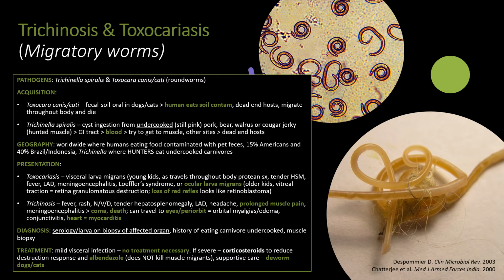This migration is called visceral larva migrans, since it ends up in organs rather than the skin, possibly causing protean or non-specific symptoms like fever, lymphadenopathy, and hepatosplenomegaly, but can rarely cause ocular larva migrans, a visible worm in the eye, or even traction retinitis, looking like a loss of the red reflex like a retinoblastoma, or even Loeffler syndrome, or even a meningoencephalitis. Diagnosis is tricky since it doesn't necessarily shed much into the GI tract while it migrates, so serology testing is reasonable.